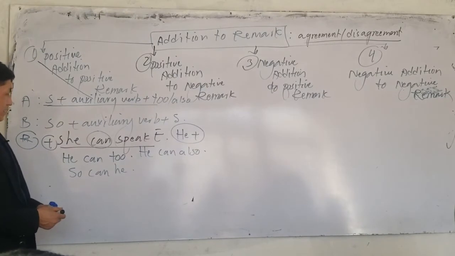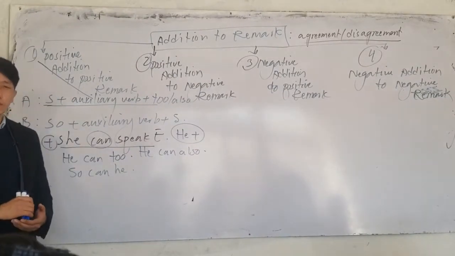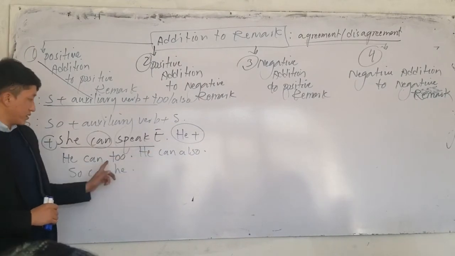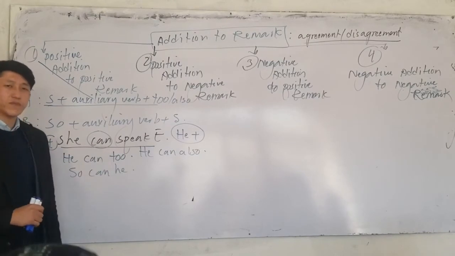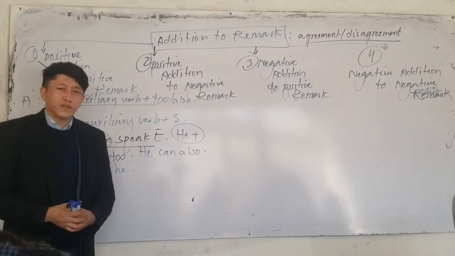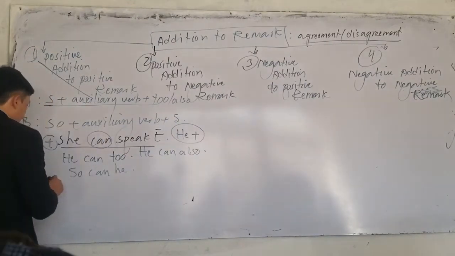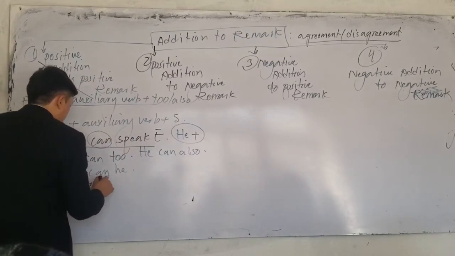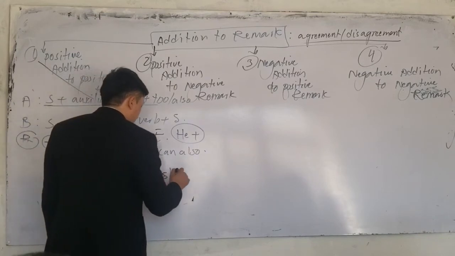Now listen up, the auxiliary verb of addition is the same as the auxiliary verb of what? Remark. Look, this is addition, this is addition. The auxiliary verb is the same as the auxiliary verb of the remark. But if there is not any auxiliary verb, what should I do? For example, like this. Look, we work so hard. What about she? Positive.